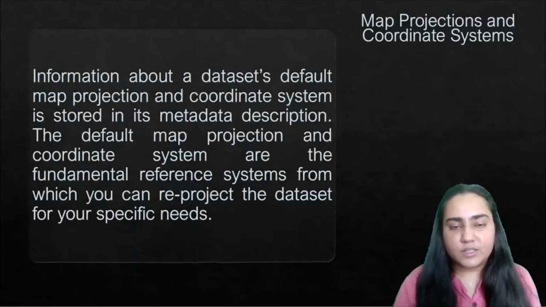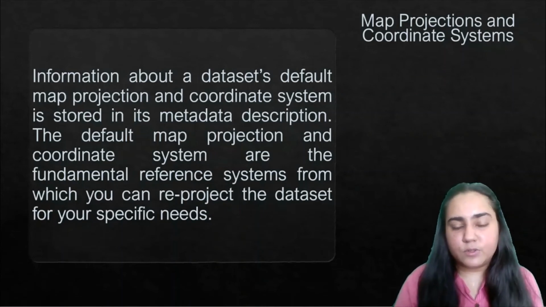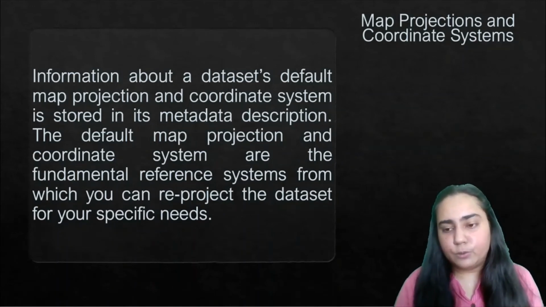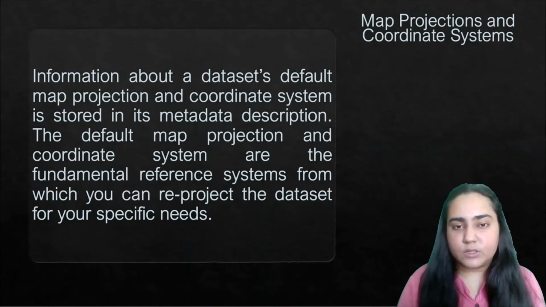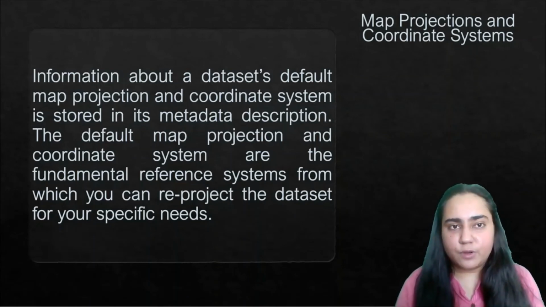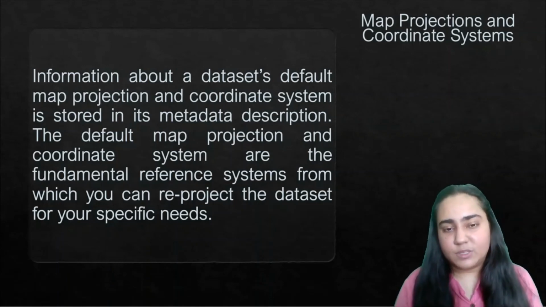Information about a data set's default map projection and coordinate system is stored in its metadata description. The default map projection and coordinate systems are the fundamental reference systems from which you can reproject the data set for your specific needs. So I hope you got a clear idea of what map projections and coordinate systems are like.